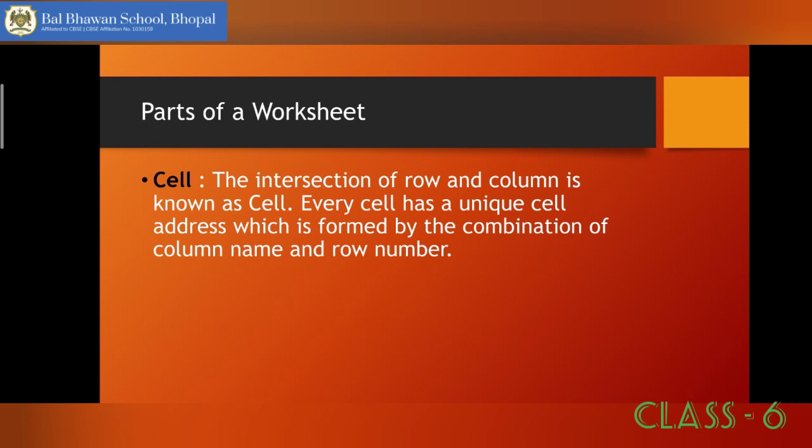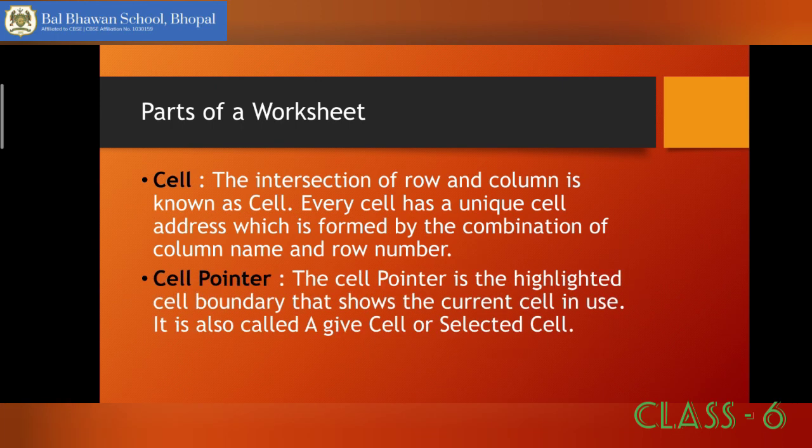The next part of the worksheet is the cell. What is a cell? The intersection of a row and a column is known as a cell. Every cell has a unique cell address, which is formed by the combination of column name and row number. This is how we identify the different cells. Cell pointer. The cell pointer is the highlighted cell boundary that shows the current cell in use. It is also called the active cell or selected cell.